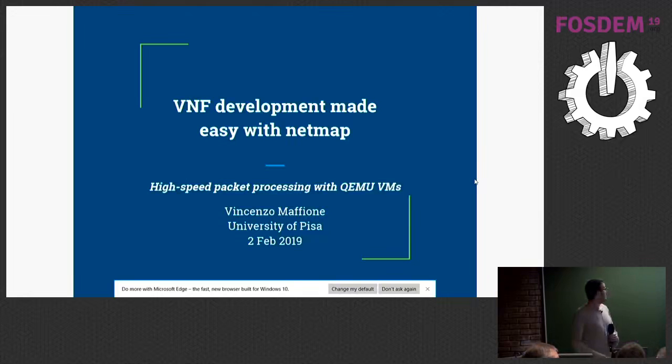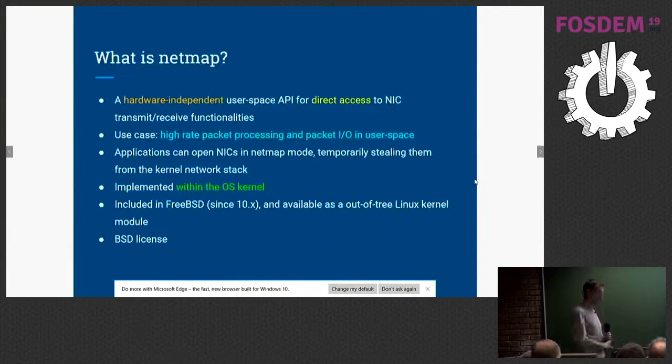So this talk is a very short introduction to Netmap and how you can use it to implement virtual network functions. So what is Netmap? We have been talking about DPDK, PF ring, XDP, and so on. So Netmap is just yet another independent API for direct access to NIC transmit and receive functionalities in user space. So the use case is the very same as DPDK and PF ring and so on.